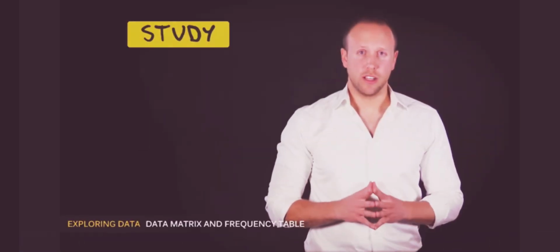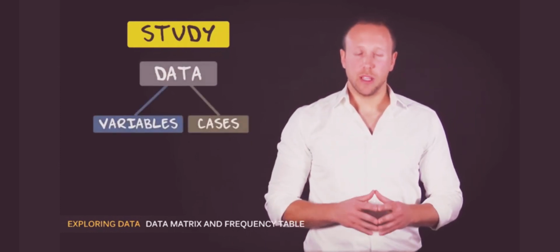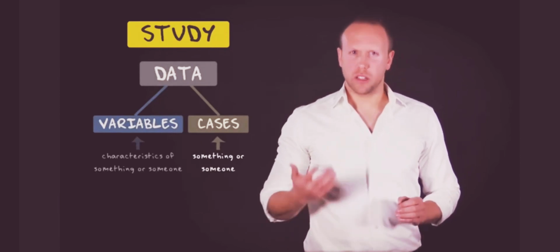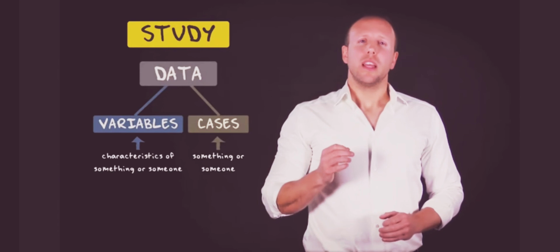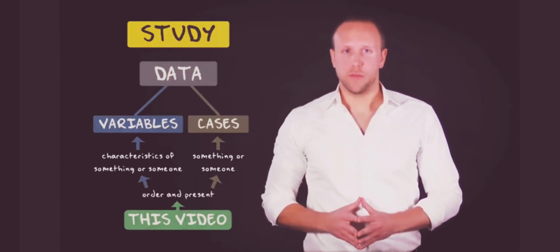If you're conducting a study, it makes sense to think about your data in terms of cases and variables. Cases are the persons, animals or things you're studying, and variables are the characteristics of interest. In this video, I will discuss how you can order and present your cases and variables.